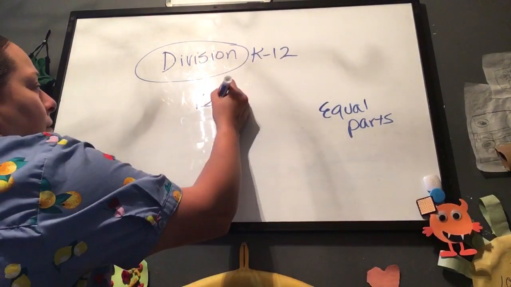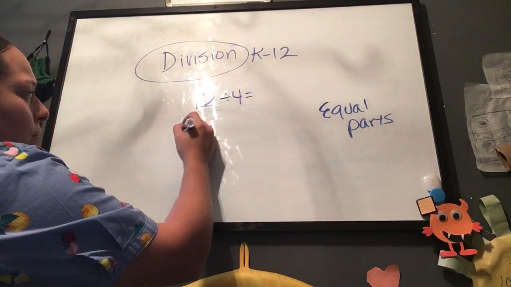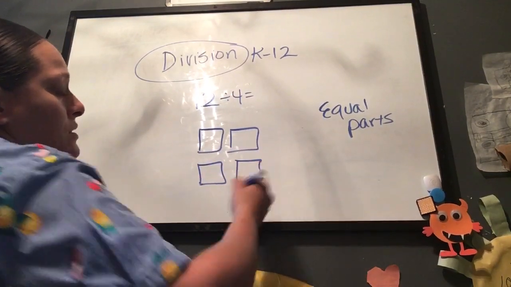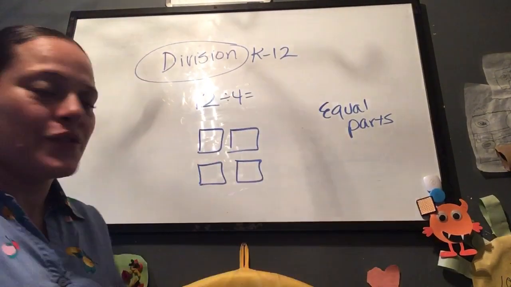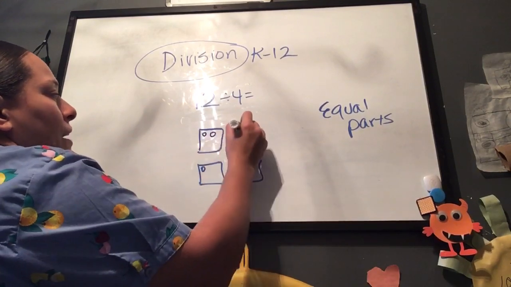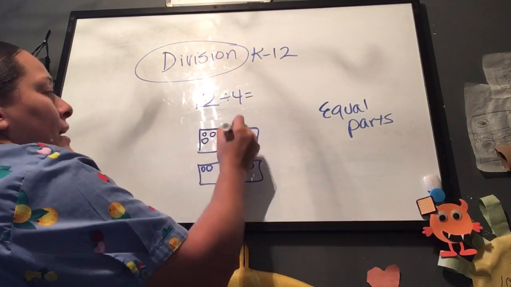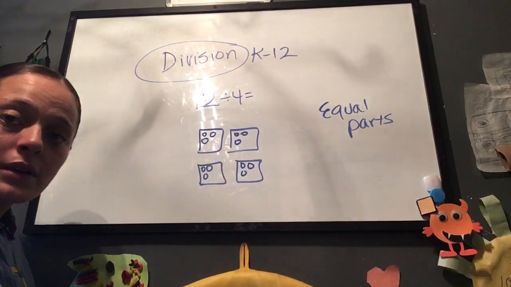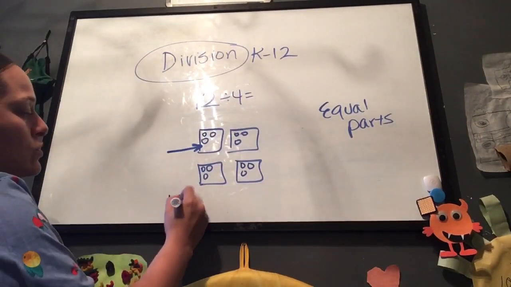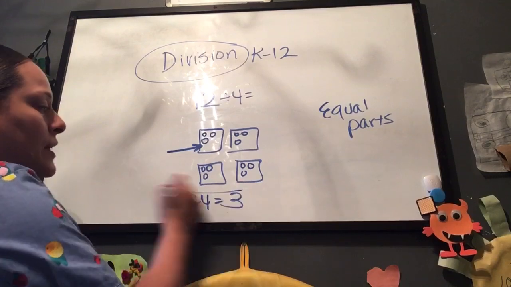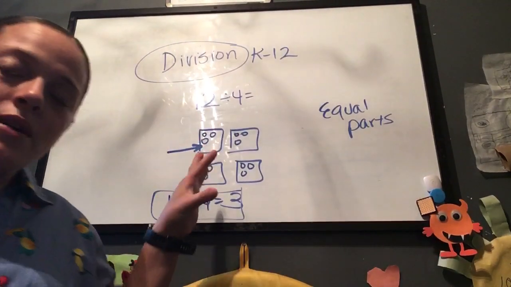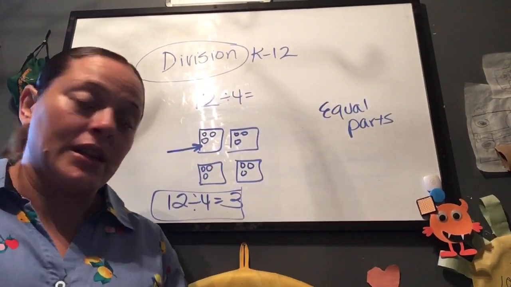So we have 12 divided by 4, right? We have the big number, which is 12, and then we have 4 groups, so we could do 4 groups like this, or however makes it easier for you to understand. So we have 1, 2, 3, 4, 5, 6, 7, 8, 9, 10, 11, 12, right? In each group, we have 3. So that means 12 divided by 4 equals 3. I just wanted to give you a quick little representation of it so you could have a better understanding of what division is.